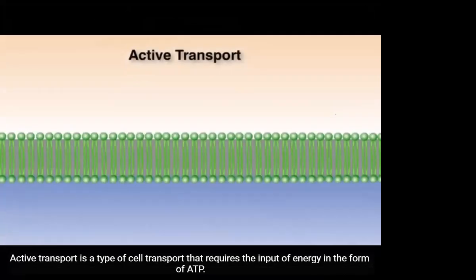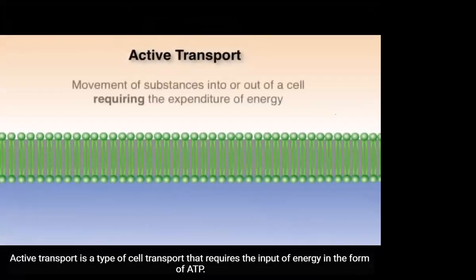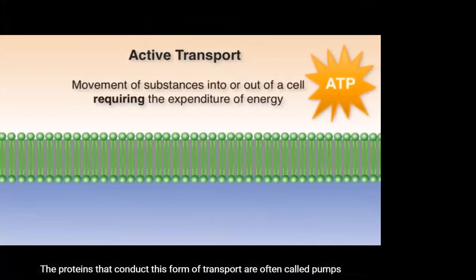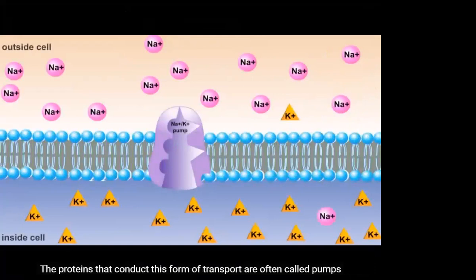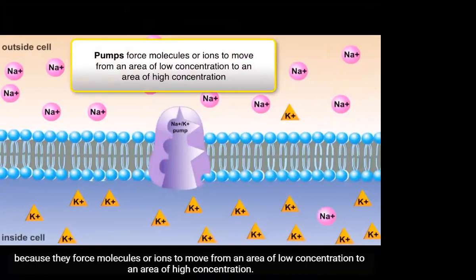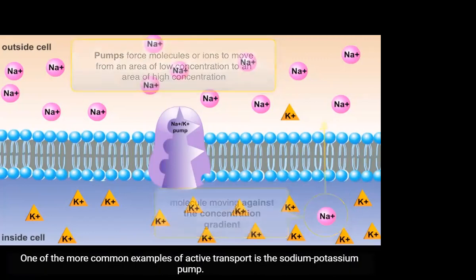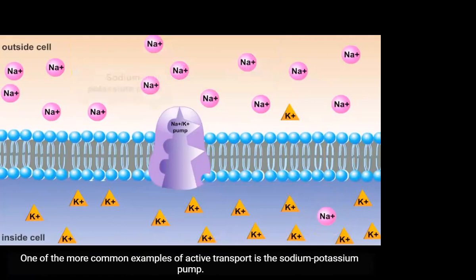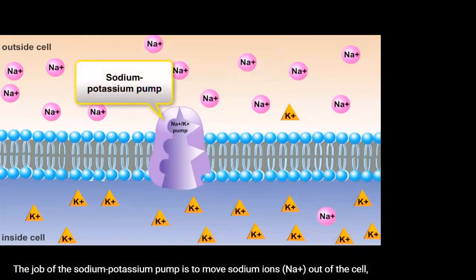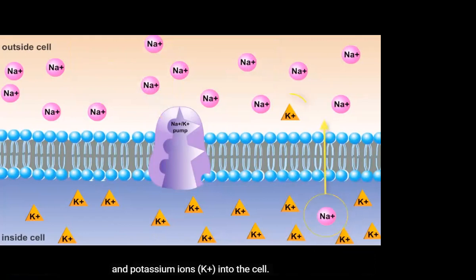Active transport is a type of cell transport that requires input of energy in the form of ATP. The proteins that conduct this form of transport are often called pumps because they force molecules or ions to move from an area of low concentration to an area of high concentration. One of the more common examples of active transport is the sodium-potassium pump. The job of the sodium-potassium pump is to move sodium ions, or Na+, out of the cell, and potassium ions, or K+, into the cell.